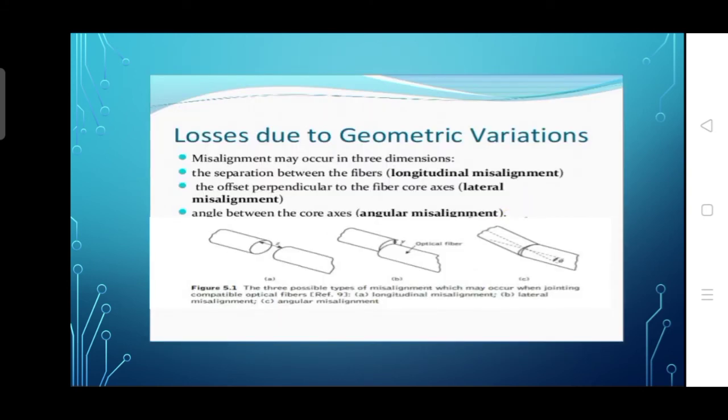So, losses due to geometric variations. Misalignment may occur in three dimensions: the separation between the fibers, that is the longitudinal misalignment or the end separation; next is the offset perpendicular to the fiber core axis, which is the lateral misalignment; and the angle between the core axes, or the angular misalignment.